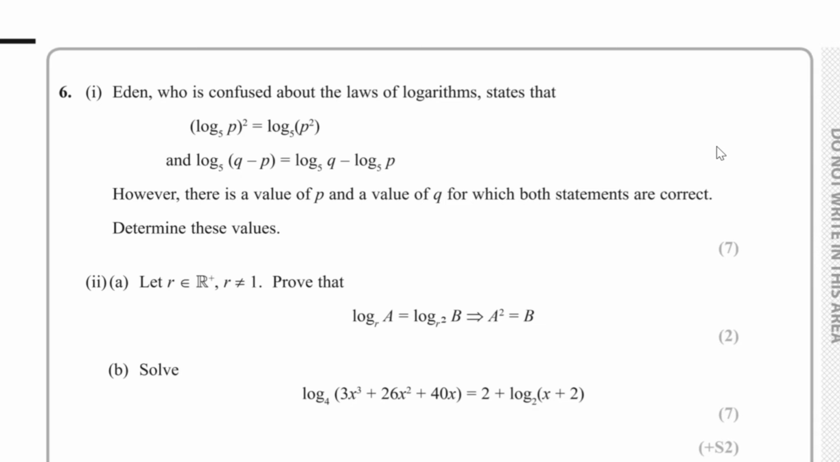Question number 6. For the first part, Eden, who is confused about the laws of logarithm, states that log base 5 of p all squared equals log base 5 of p squared, and log base 5 of q minus p is equal to log base 5 of q minus log base 5 of p. However, there is a value of p and a value of q for which both statements are correct. Determine these values. Well, I'm going to call this first one equation 1 and the second equation 2.